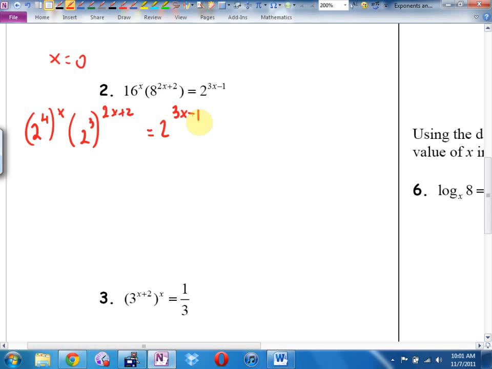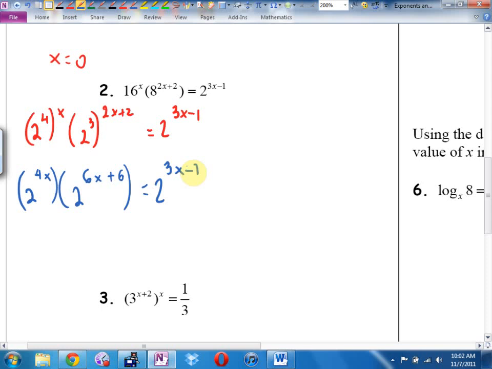Itzel, do I have one base equals one base? Say no. In fact, I have two bases on one side. Oh, but these two bases are the same. Oh, you know what else? First of all, I'm going to do power to a power. I'm going to write this as 2 to the 4x, 2 to the 6x plus 6 equals 2 to the 3x minus 1.